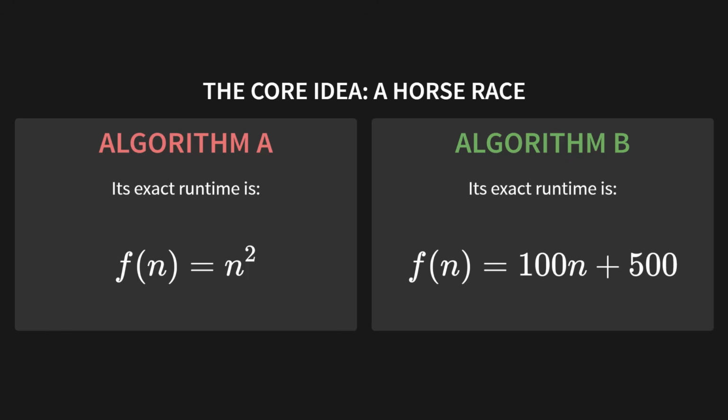Let's frame this with a core idea. A horse race. Imagine two algorithms. Algorithm A, its exact runtime is f of n equals n squared. And then there's algorithm B. Its exact runtime is f of n equals 100n plus 500.